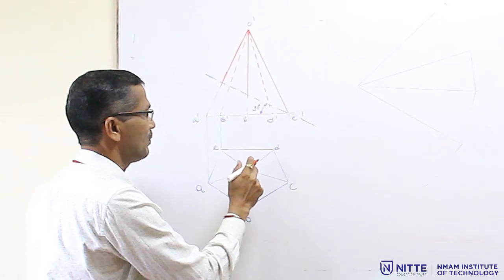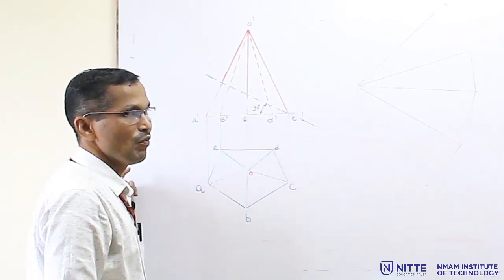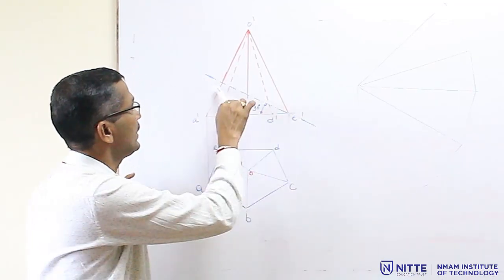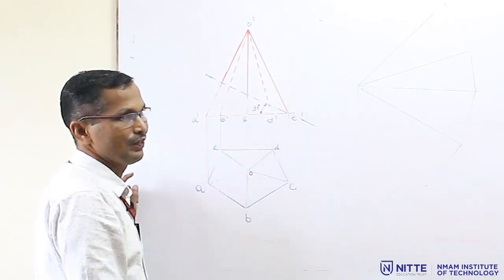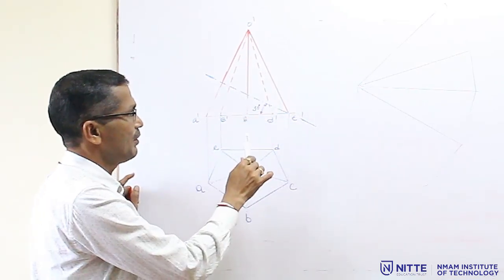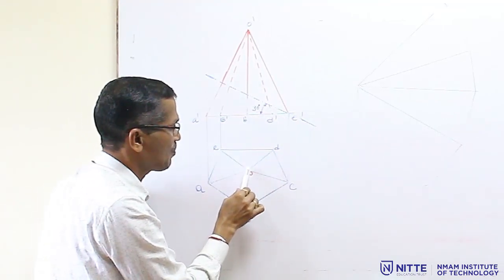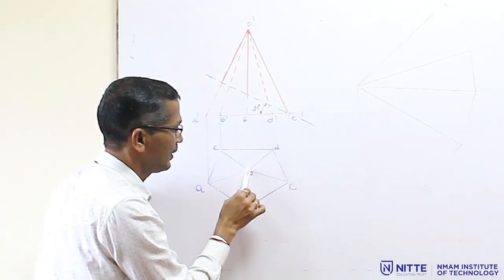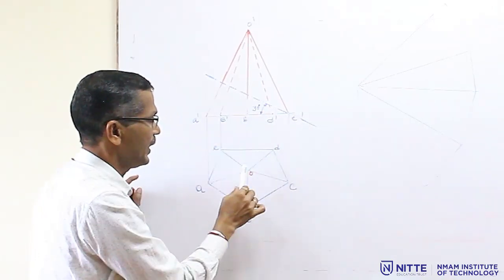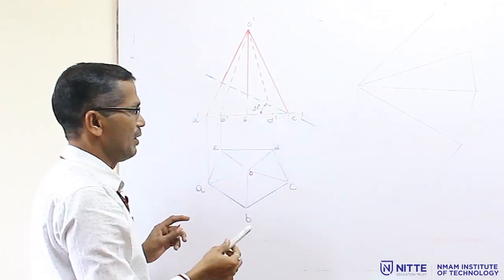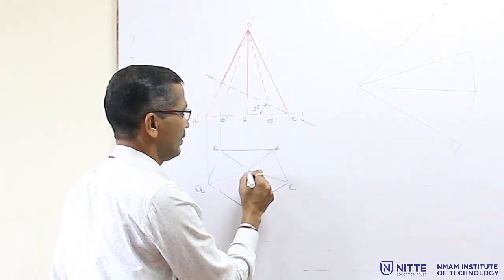Now, if you see the slant edges, that is OA, OB, OC, OD and OE, none of the slant edges is parallel to VP. That means all these slant edges represented here are not the true lengths. True length is available only when the slant edge is parallel to VP. In the top view, all these lines are not parallel to the XY line, so that is why true length is not available. So, first you have to construct the true length.